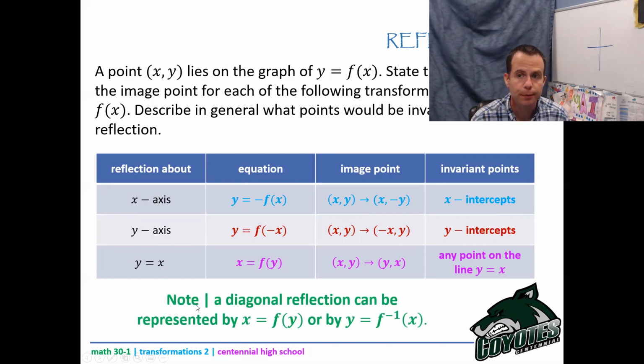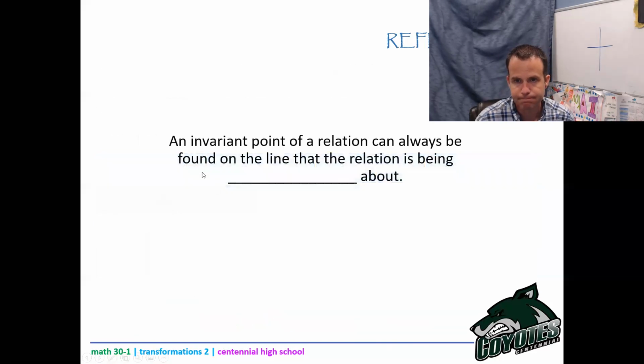Just a quick note before we move on from here: a diagonal reflection can be represented by x = f(y), but it can also be called y = f^-1(x). We're going to talk about that as a whole other lesson in a couple days when we do inverses. There are rules around when you can and when you can't use that notation. So for now, I just want to throw it at you saying, hey, this is coming. An invariant point of a relation can always be found on the line that the relation is being reflected about. It's always on that mirror line, okay?